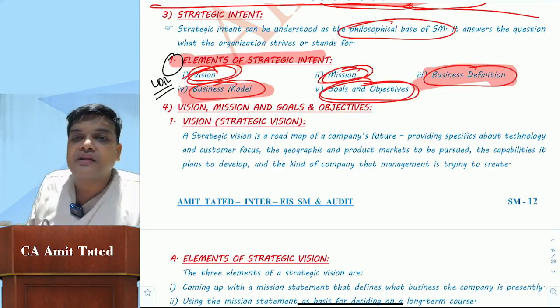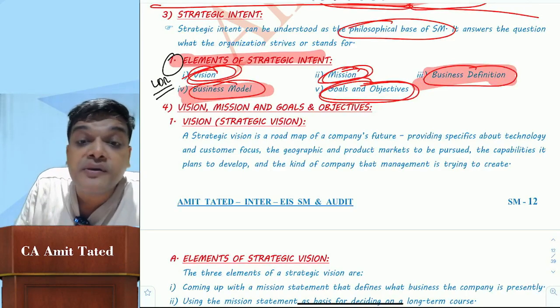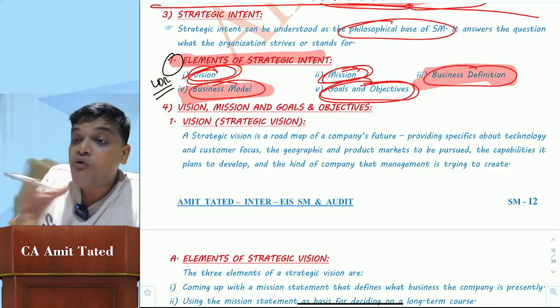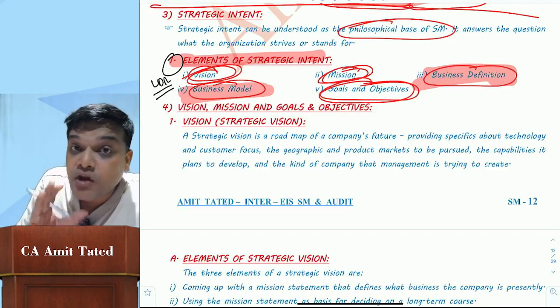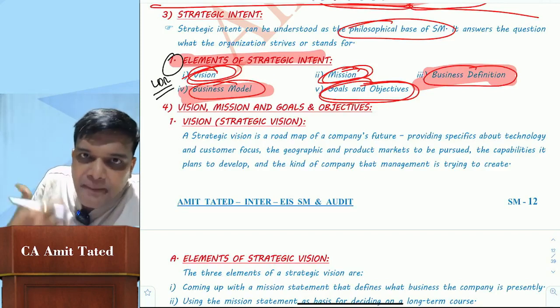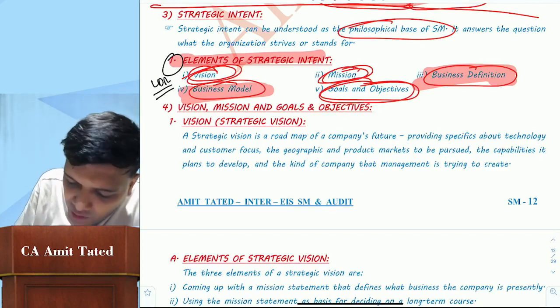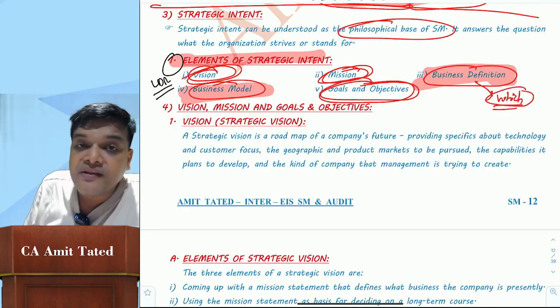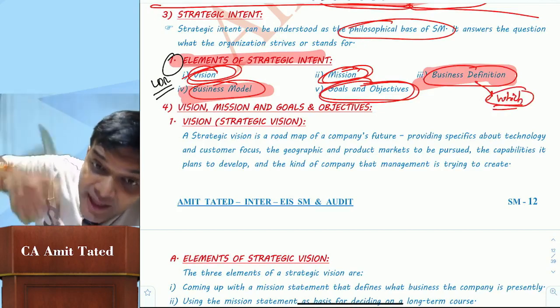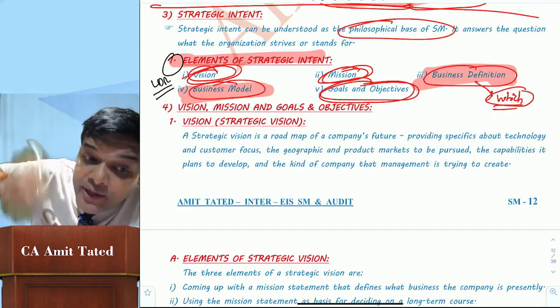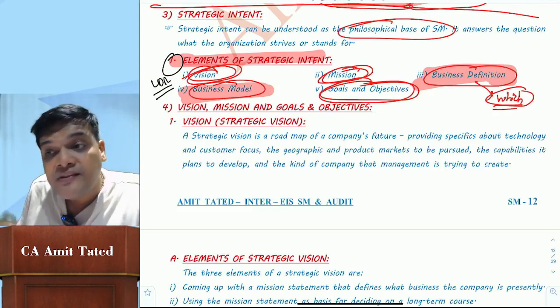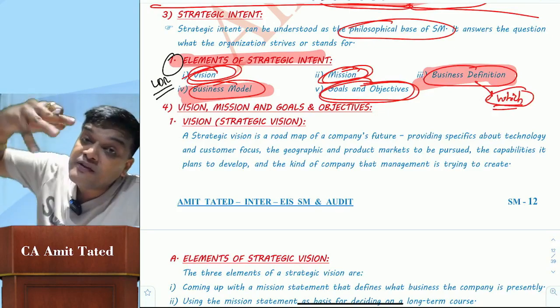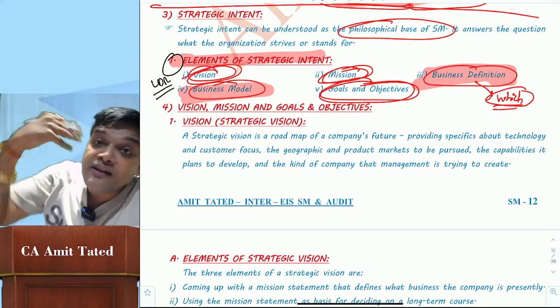Now please understand what is the business definition. Which business you are? I'm into teaching business. That is called business definition. And on what basis I am planning my business? That is nothing but business model. Please understand, which business you are, that is called business definition. What you are doing today is mission, Malik. But in which business you are, that is called business definition. Which business you want to be, which area you want to be, that is called vision.